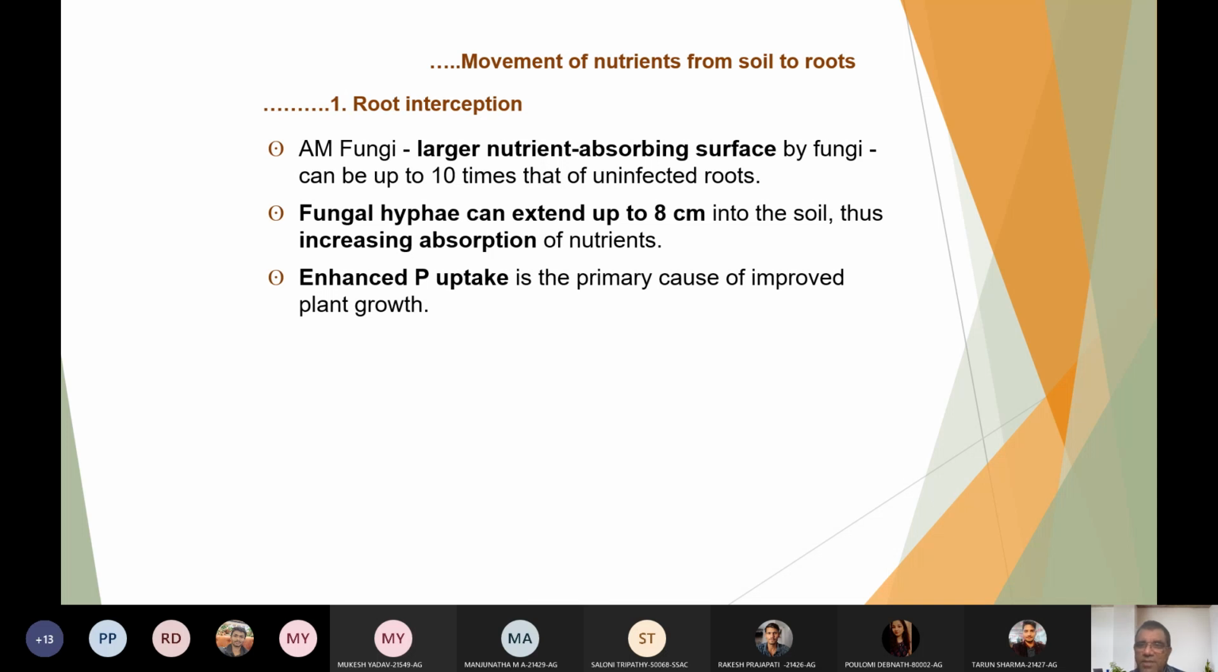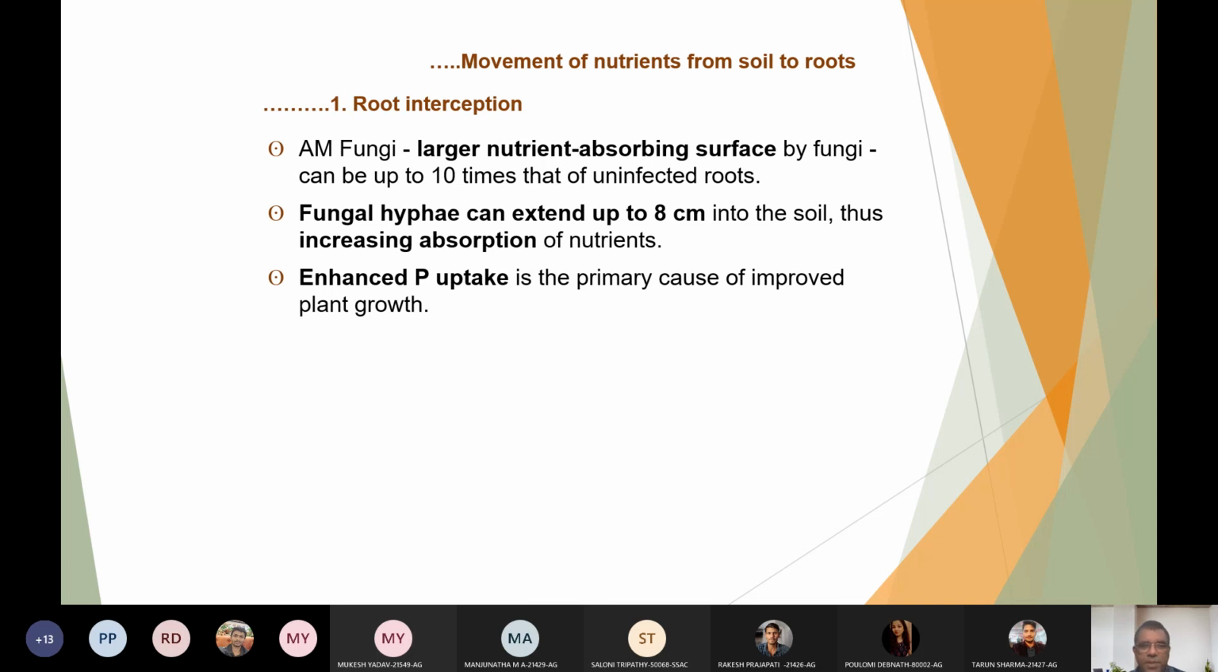And an interesting fact is that fungal hyphae can enter soil areas which are not accessed by the root. Root hairs or other parts of the root are slightly thick. They are not able to grow into very minute areas of the soil. So in those cases, fungal hyphae can enter, thus increasing the absorption of nutrients.